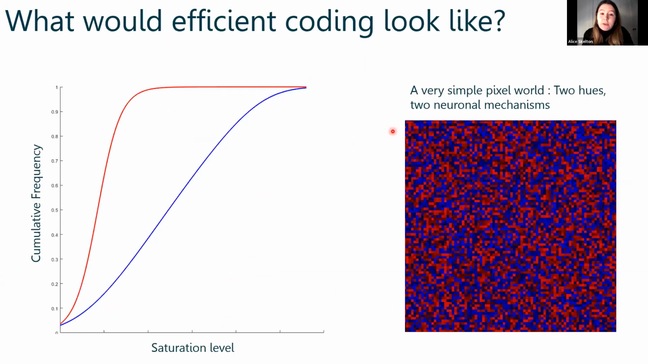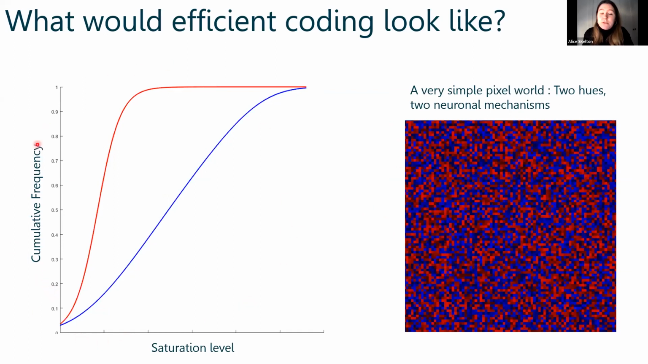So to do that, imagine that we live in a very, very simple pixel world where we just have two hues that only vary in saturation, so it might look something a little bit like this, and we've got a very limited number of neural mechanisms to encode our environment in. We can plot the way that saturation varies in our environment using a figure like this one.